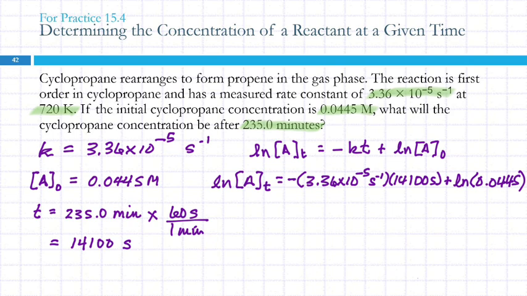So again, we need to solve this. Our answer is A of t. You can solve this using algebra, or you can solve this using the number solver on your calculator, which we'll demonstrate one more time. So natural log of x.